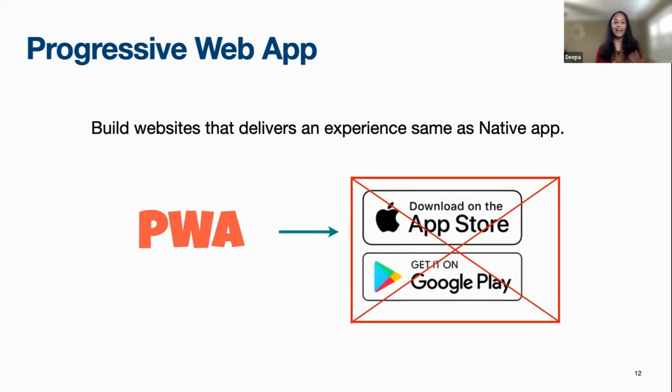So with that said, progressive web apps are websites that you can build and deliver the same experience as native apps, and you do not have to go through the hassle of getting it approved from the App Store or the Google Play Store. Besides, it also cuts down a lot of costs for you.